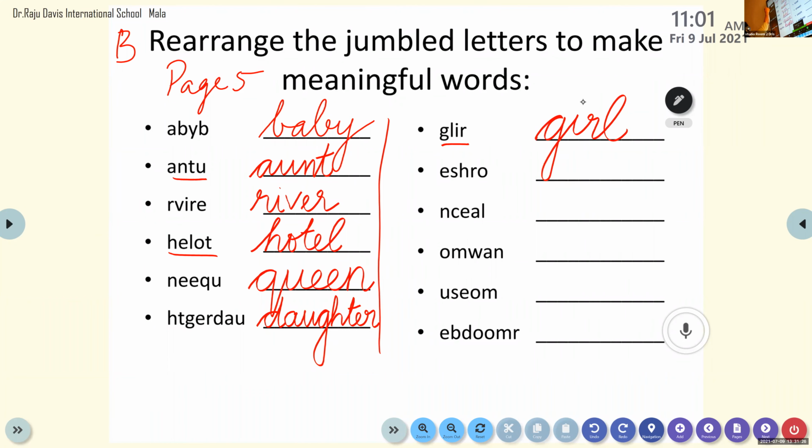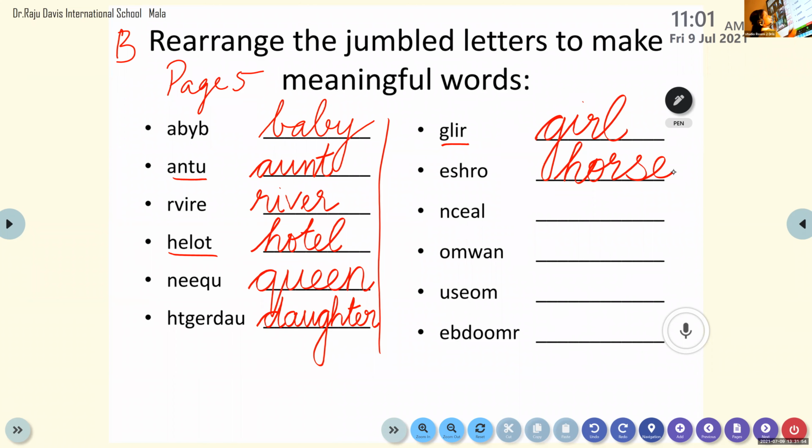Are you all ready? Have you all finished with girl? Yes? Yes, Andrea. Andrea, come on. Do the next word for me. Horse. Yes, horse. Very good. It's an animal. It's horse. All of you, please do write it there. H-O-R-S-E.